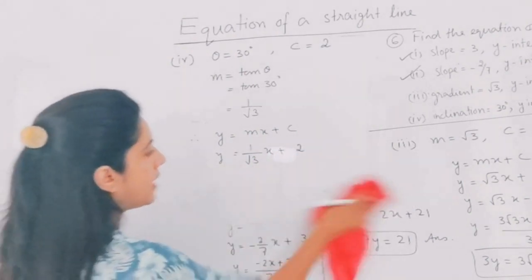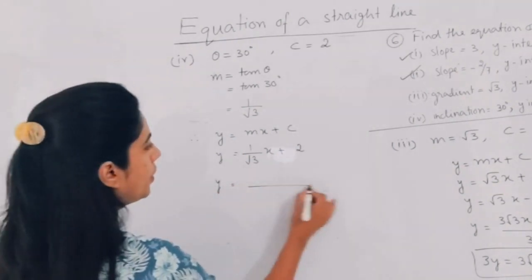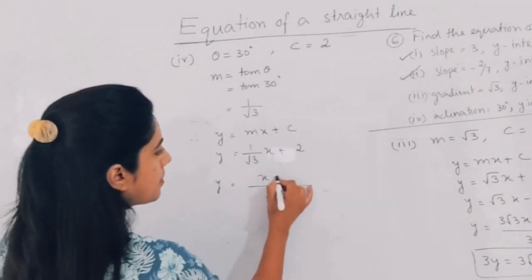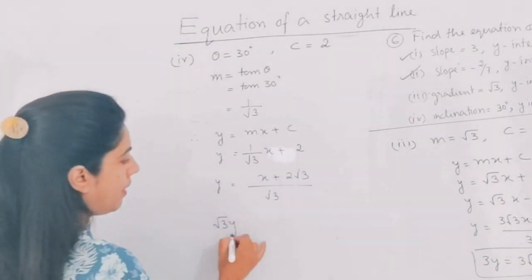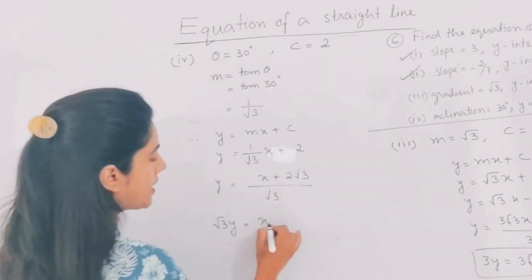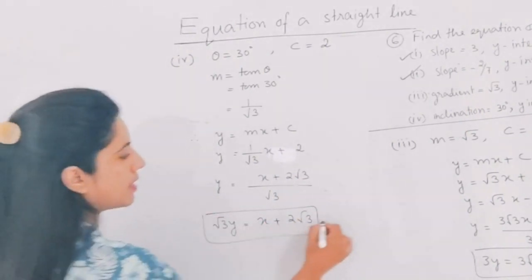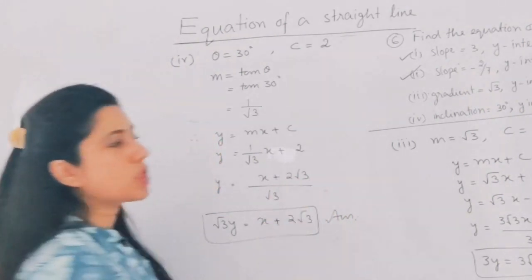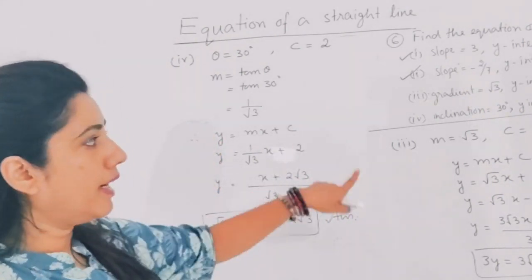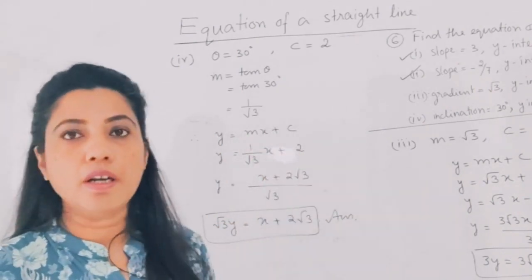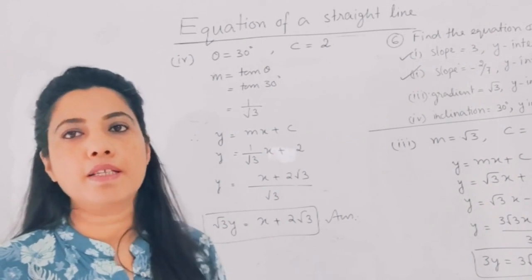Okay. Now take LCM. Root 3 is the LCM over here. Y is equal to, root 3 is the LCM, so x plus 2 root 3. Get root 3 this side. It is root 3y is equal to x plus 2 root 3. So you can keep your answer like this. Okay. So when the slope and y-intercept, or the inclination and the y-intercept, is given, we are going to use the slope-intercept form. That is y is equal to mx plus c.